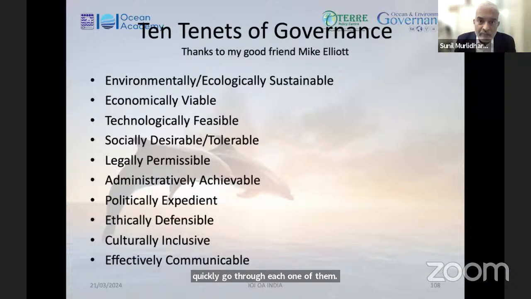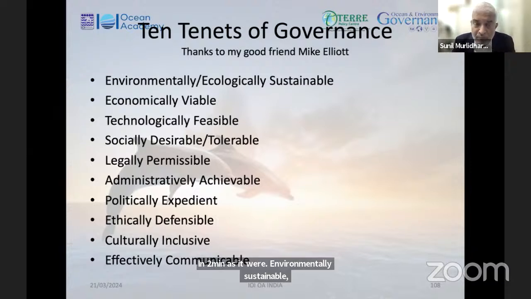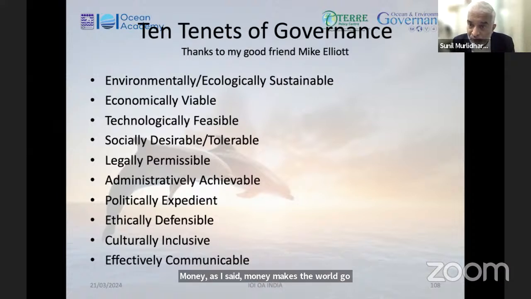Environmentally sustainable, obviously, it has got to be. It's got to be economically viable. Money, as I said, money makes the world go round. Technologically feasible, you have to have the technology to do it. Otherwise, it's pointless. It's like imagining things and not being able to do it in reality. Socially desirable. If you want to do something for the people, make sure that they want it.